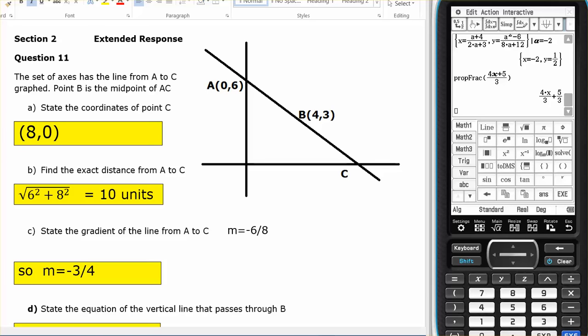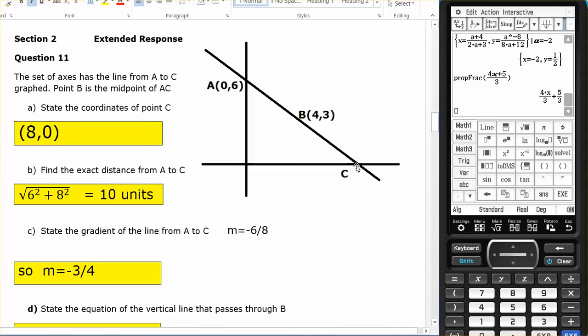This is for Year 11 Methods. It's the Chapter 1 2016 test. This is question number 11. The set of axes has the line from A to C graphed. Point B is the midpoint. Find the coordinates of point C.